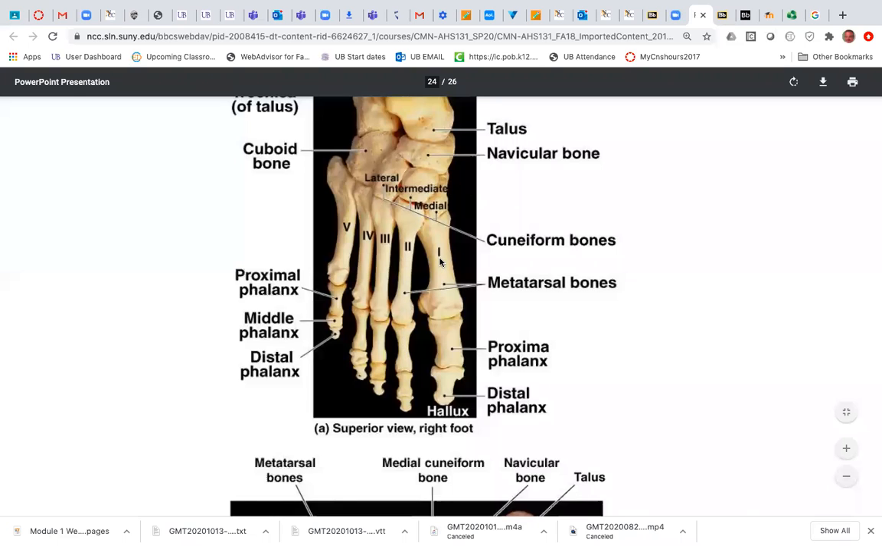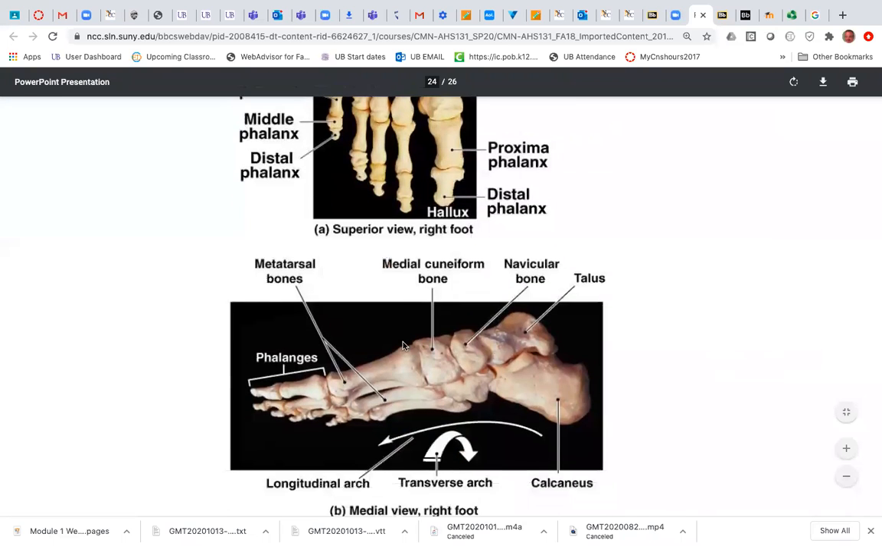This is the first metatarsal, or metatarsal 1. If it points to here, this is the second proximal phalange, or second proximal phalanx, either way.